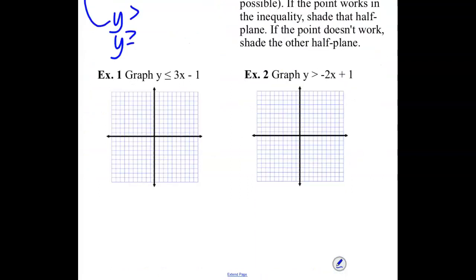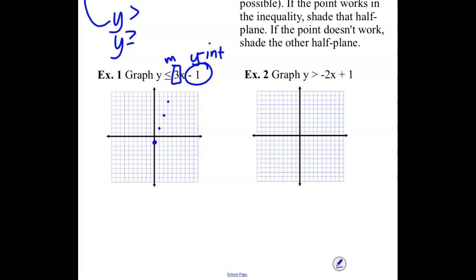What form is the first one in? Slope-intercept. Yep. So what is the y-intercept? -1. So we know we're going to start our graph here at -1. What's the slope? Okay, so we're going to do a slope of 3. So we're going to rise 3, run 1. Have enough points that you can get an accurate line.